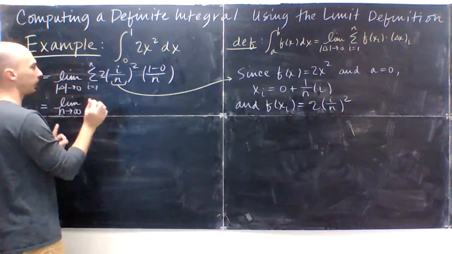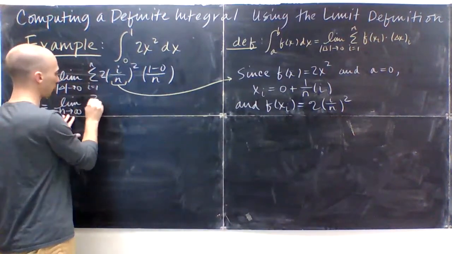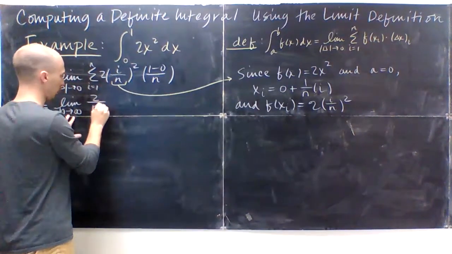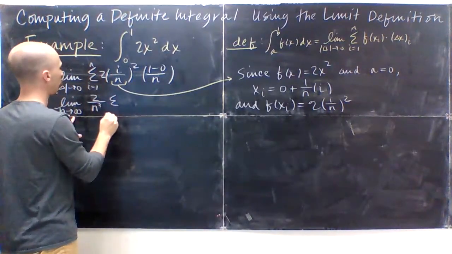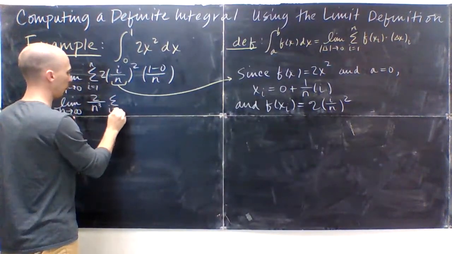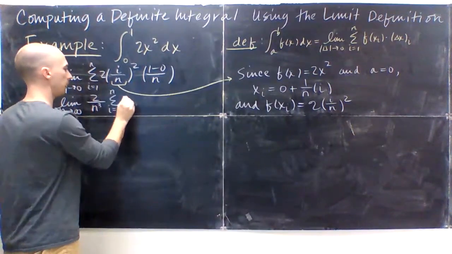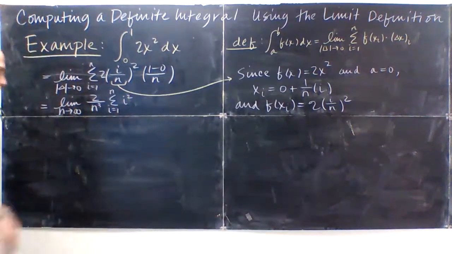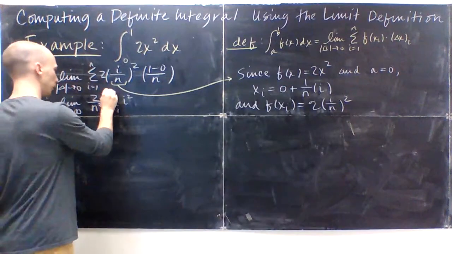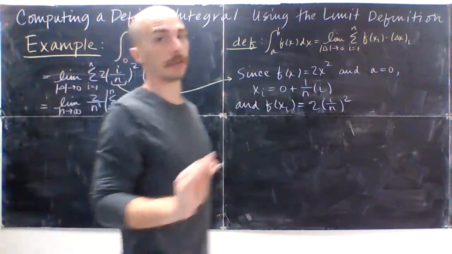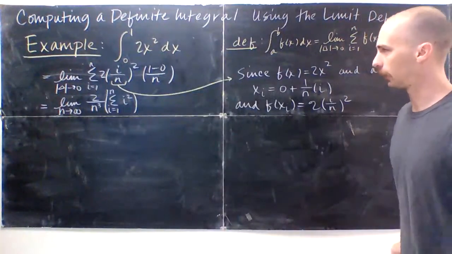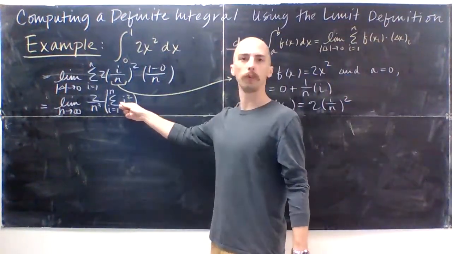So I can rewrite this as 2 over n to the third times the sum as i runs from 1 up to n of i squared. Maybe I'll write it like that. Now, here's the thing. We can sum this. There's actually a formula for this.